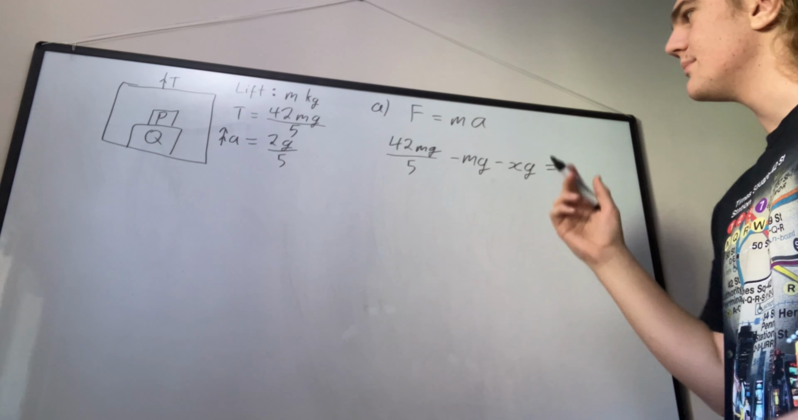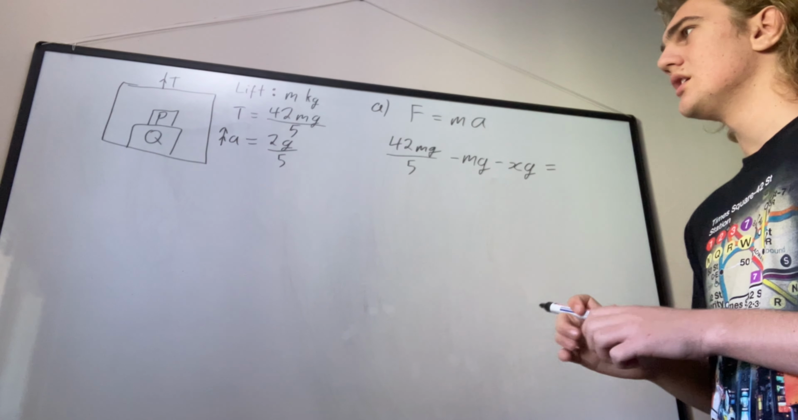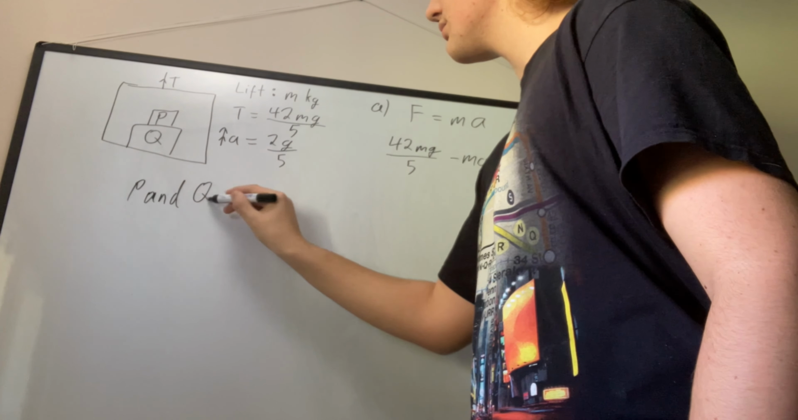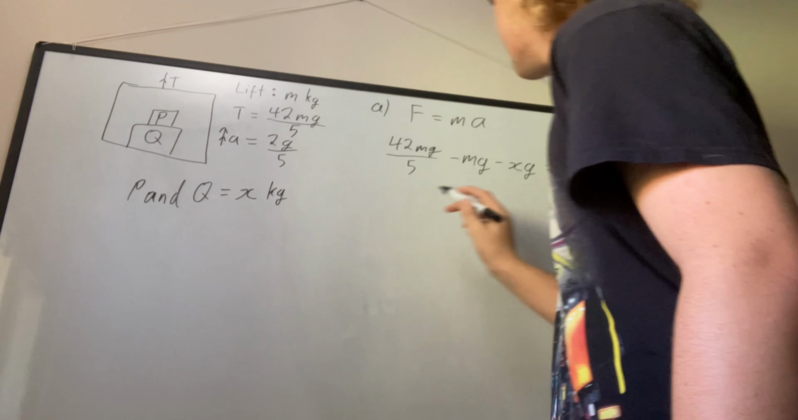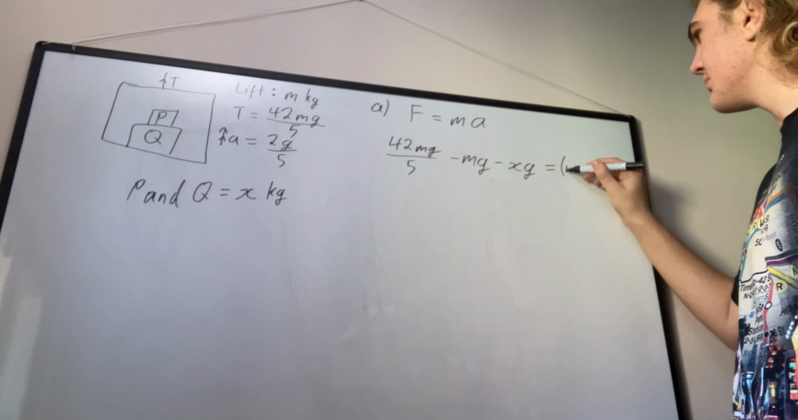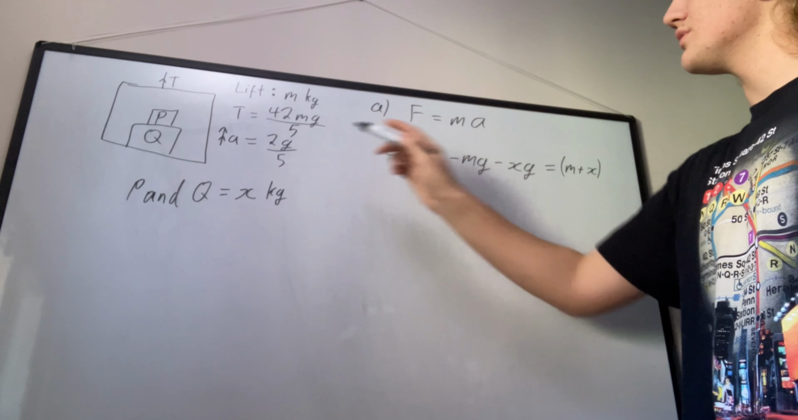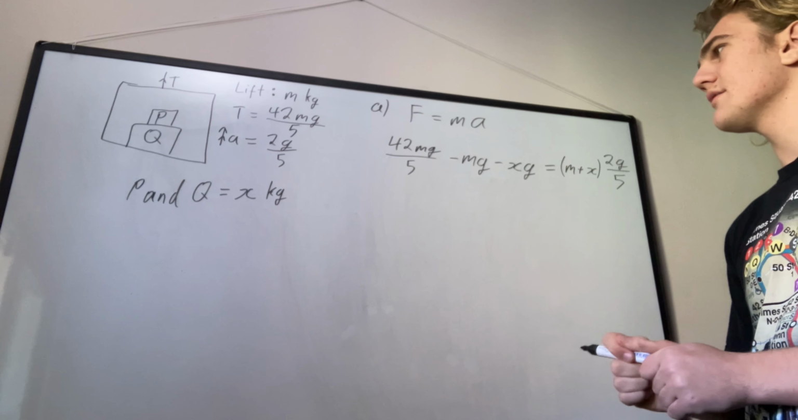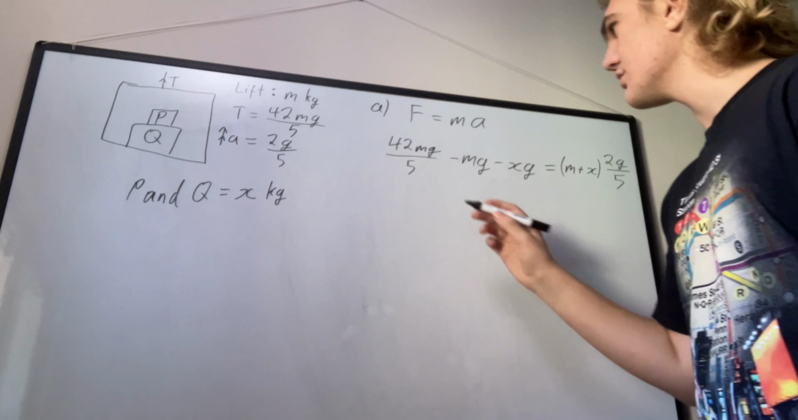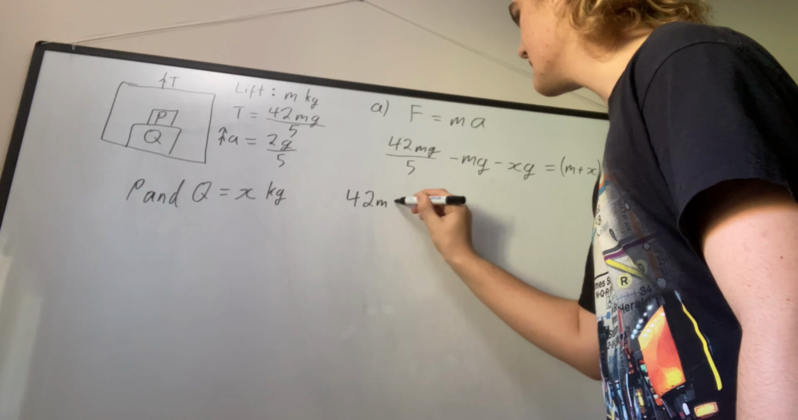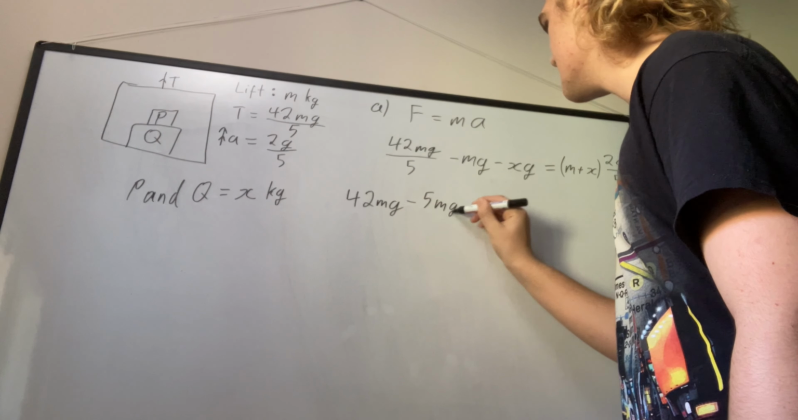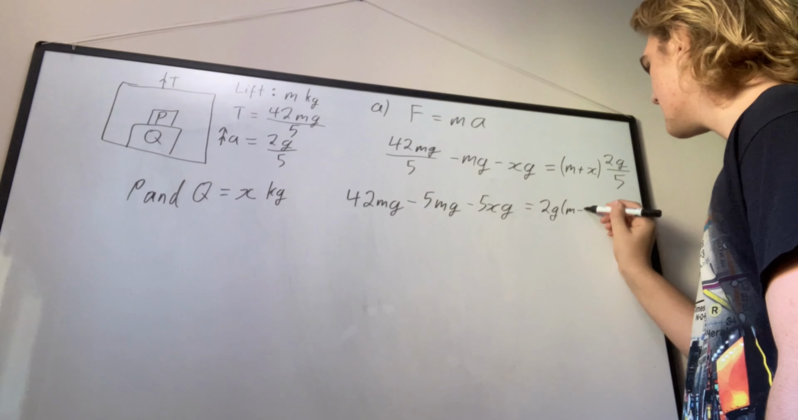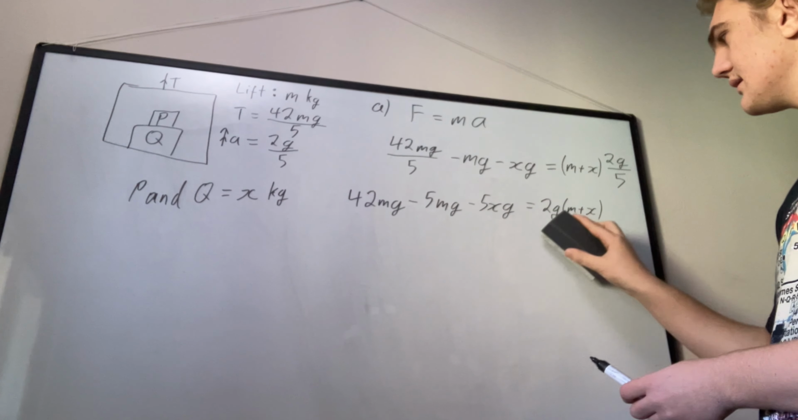So the combined masses would be the mass of the lift m plus the mass of the objects, which we call x. So P and Q have a mass of x kilograms. So the acceleration would be m plus x times what we know is 2g over 5. Okay? So I'm going to start by getting rid of the fractions and multiply everything by 5, just so we don't have to deal with fractions. 42mg minus 5mg minus 5xg equals 2g times m plus x. I'm actually going to expand these brackets.